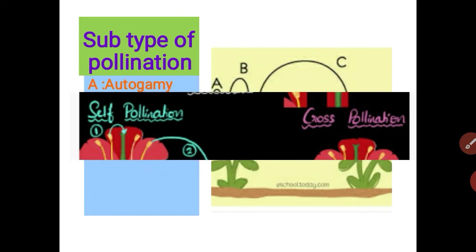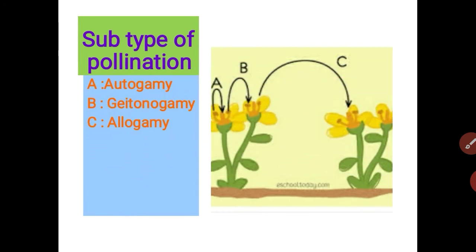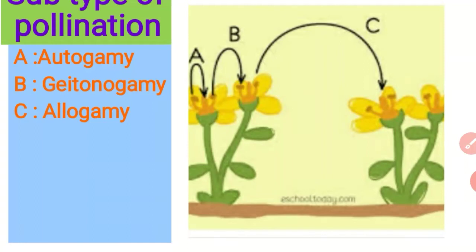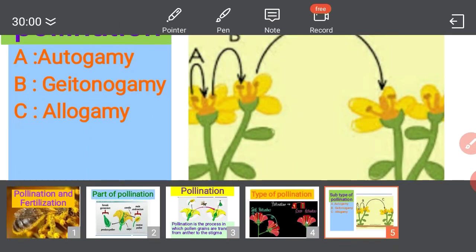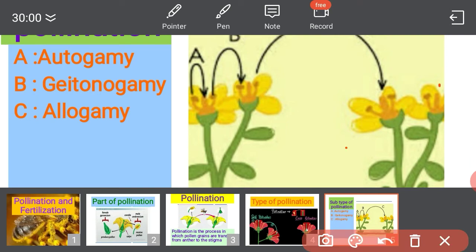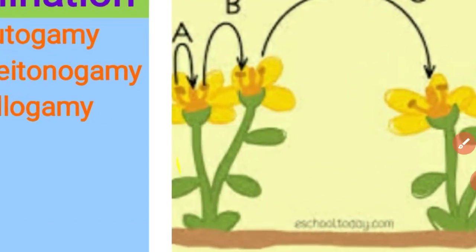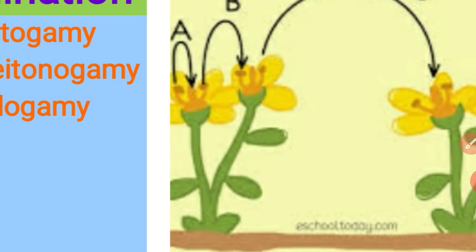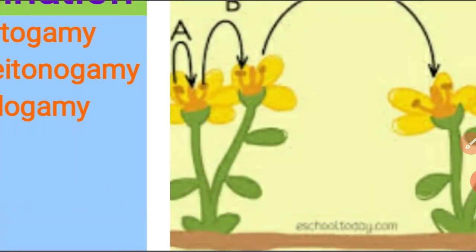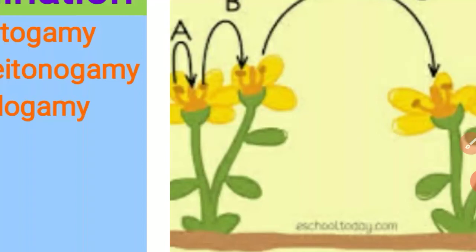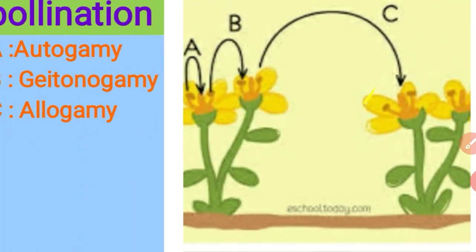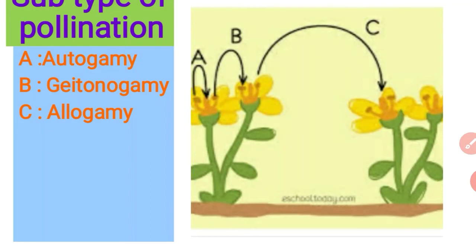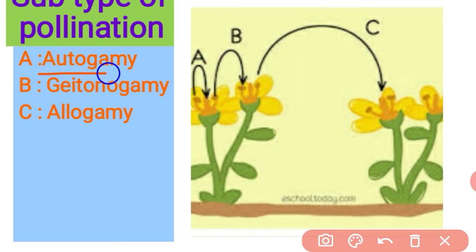Let us see the different types of pollination. Look at this figure carefully. There are three flowers. This flower is called a bisexual flower. You know what is meant by a bisexual flower? A bisexual flower is a flower which contains both male and female parts. It contains the anther and it contains the stigma also. The flower in which the pollen grain is transferred from the anther to the stigma in the same flower, this process is called autogamy.